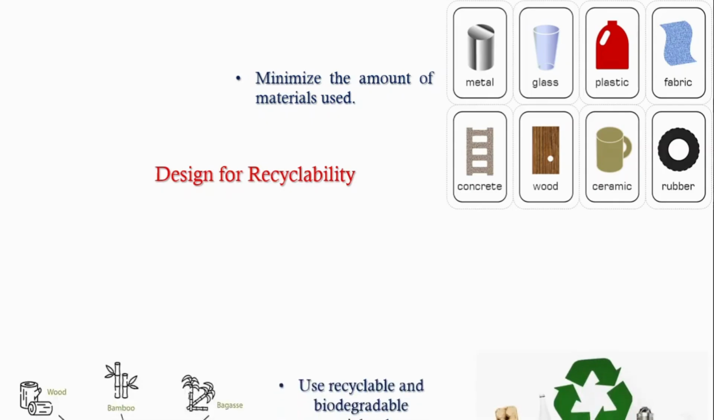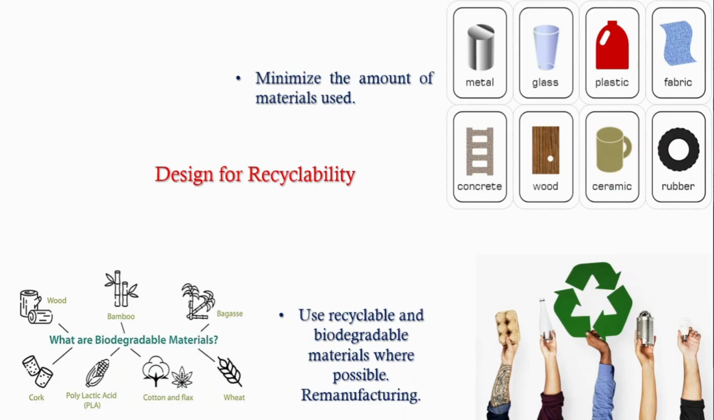Now comes the third guideline, and what it says is that you must try to use recyclable as well as biodegradable materials wherever possible for remanufacturing, right? Recyclable materials include wood, bamboo, bagasse, wheat, cotton and flax, polylactic acid, cork, etc., as well as biodegradable materials that are possible to reutilize. So ultimately what is going to happen? Again we are talking about recyclability. So use these biodegradable or recyclable materials to develop the newer product.